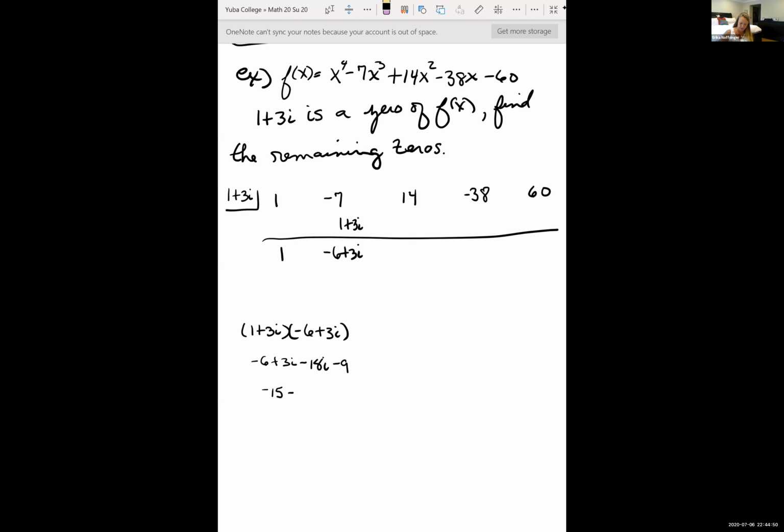Okay, so this is going to go below my next number. So -15 plus -15i. So sum that column. 14 minus 15, that's -1 minus 15i. Okay, so again, I've got to multiply that by my 1 plus 3i.